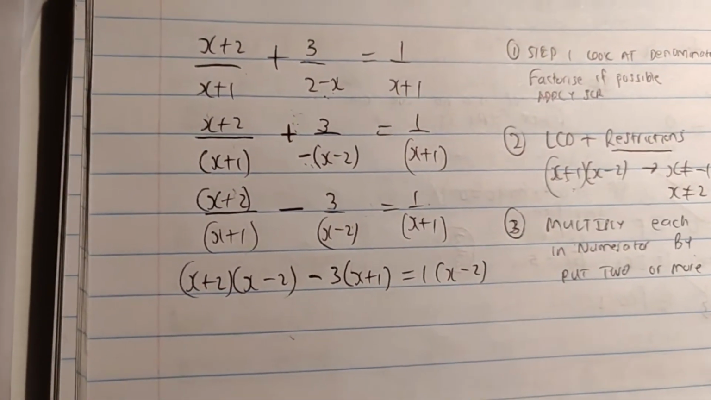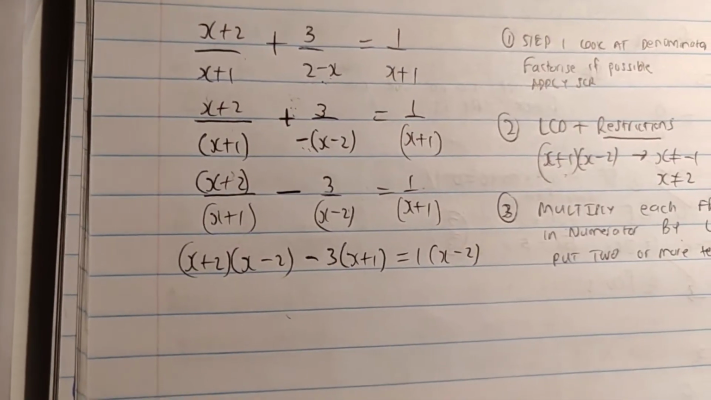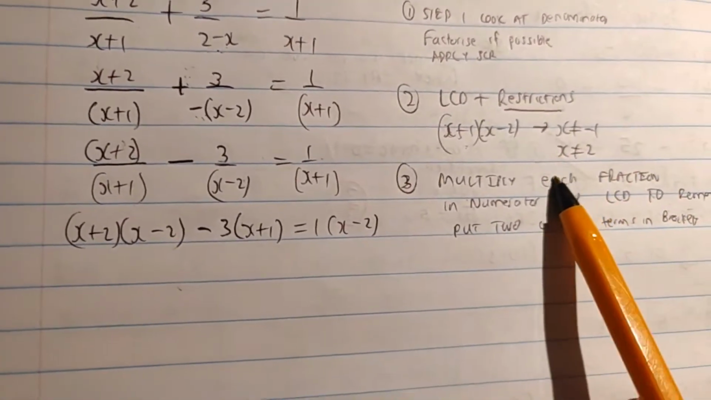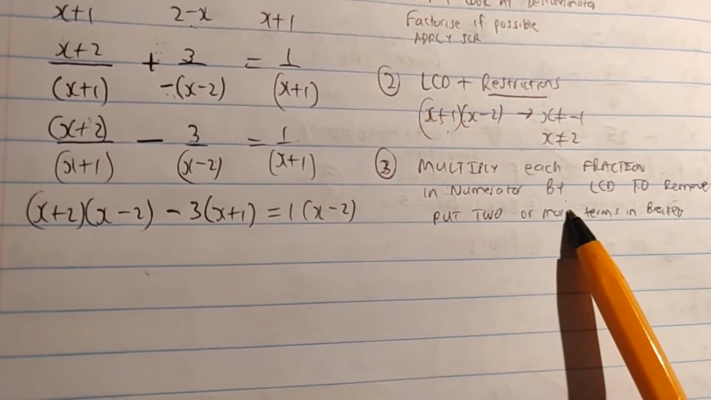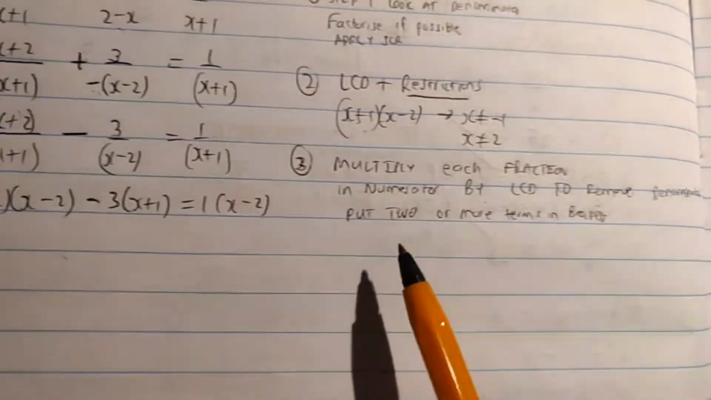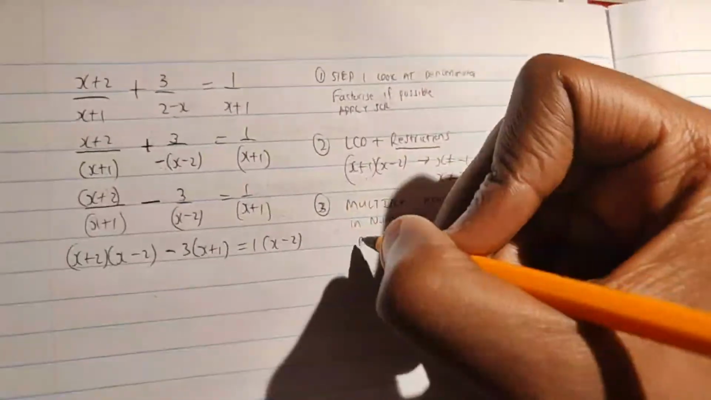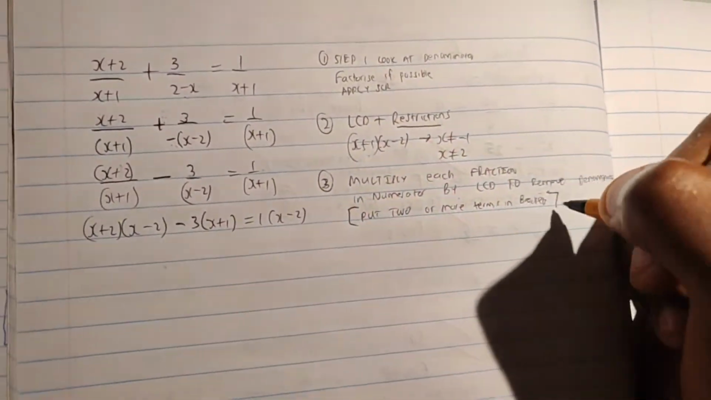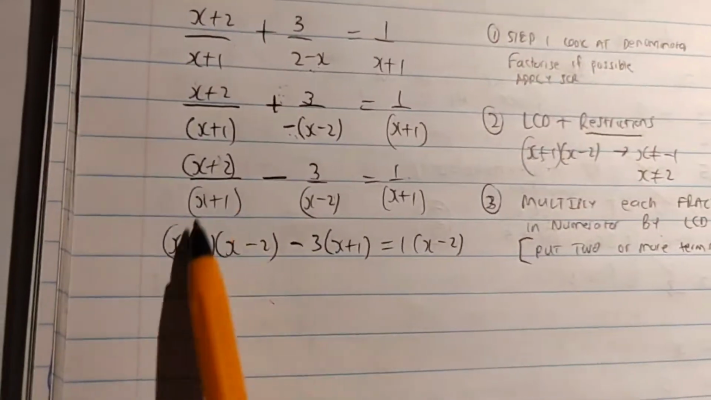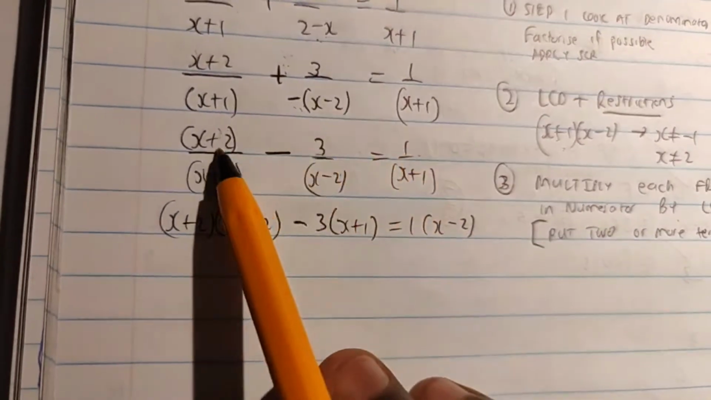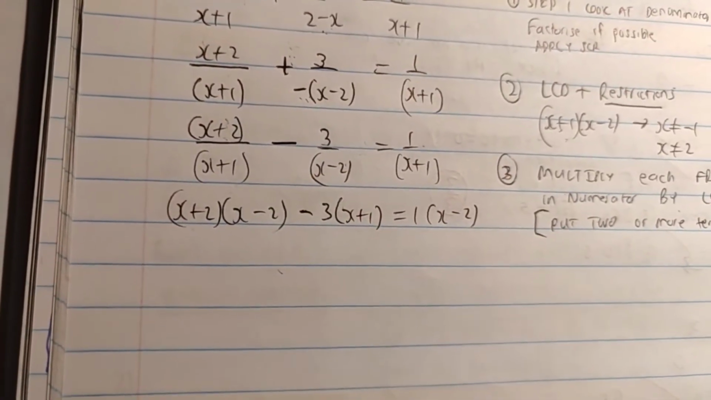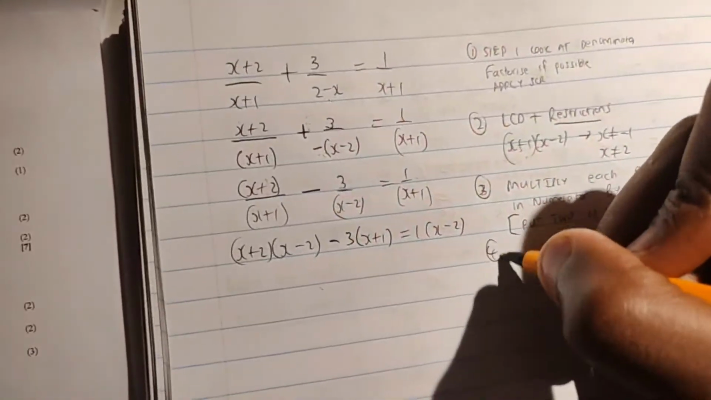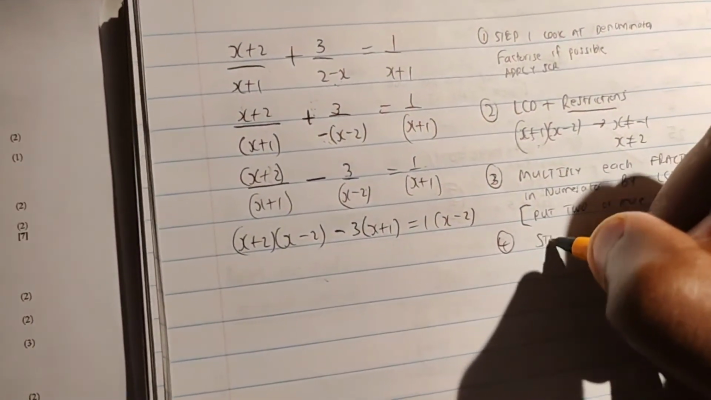Hopefully so far we are together and we are understanding what's happening. We have just done what? Multiply each fraction in the numerator by the LCD to remove what? The denominator. We also take a precaution. We put 2 or more terms in brackets so that we know exactly. You see x plus 2 there at the top, we put in brackets so that we know exactly what is supposed to be happening with those 2 brackets. Now, 4. We want to achieve standard form.